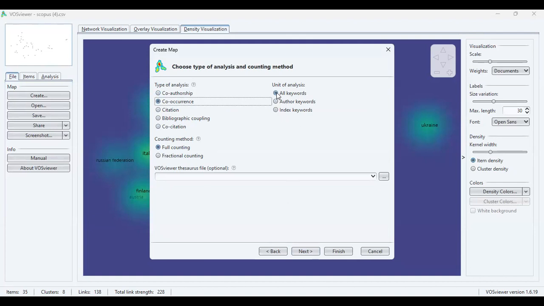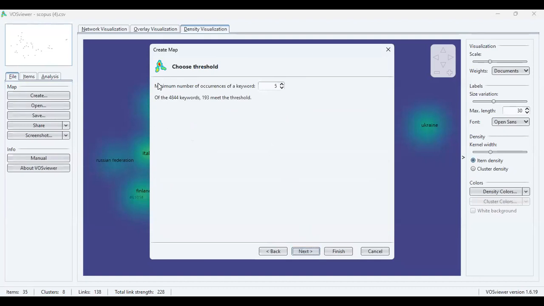Co-occurrence of keywords, right? So let's move. Right, so here we say the minimum number of occurrences of a keyword we want to use. Firstly, let's use the minimum that they've just given us there. So of the 4,844 keywords that are provided in these researches, 193 keywords meet this threshold.